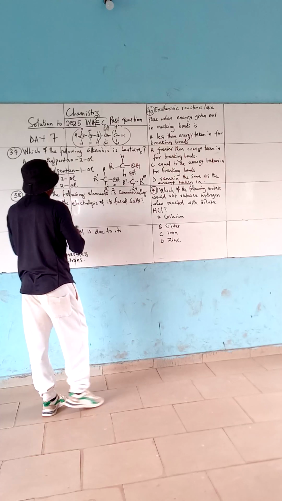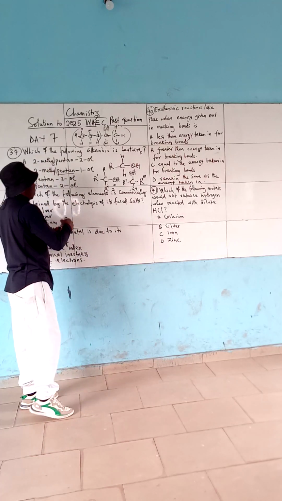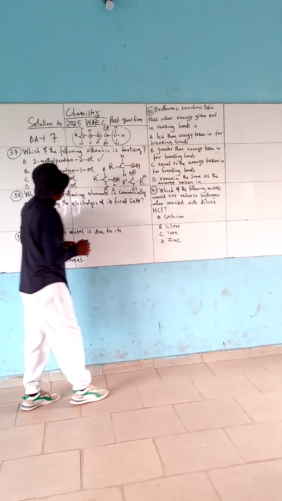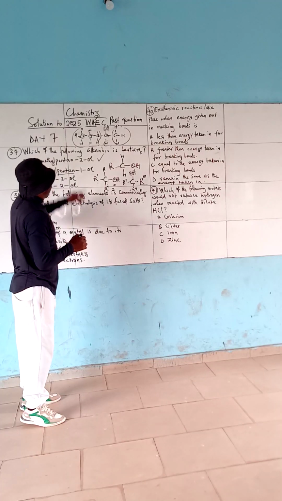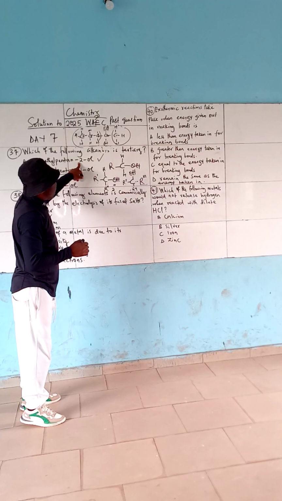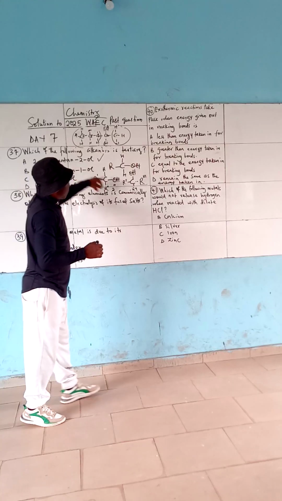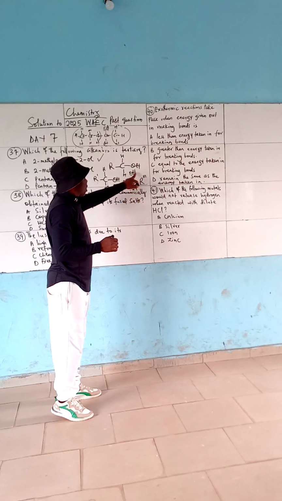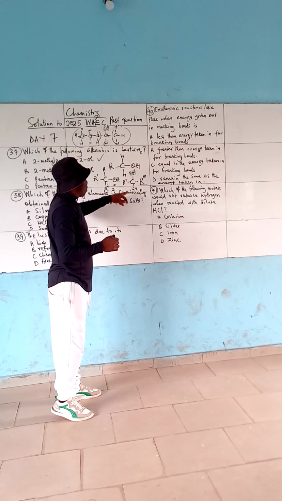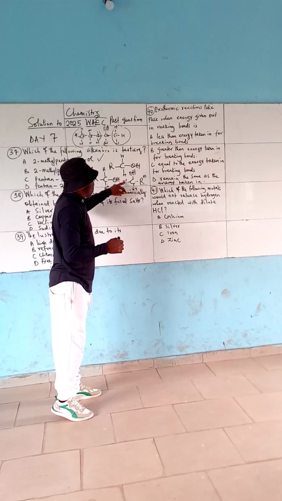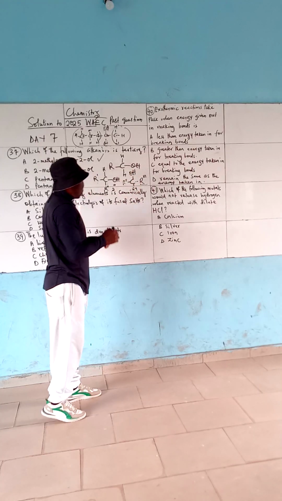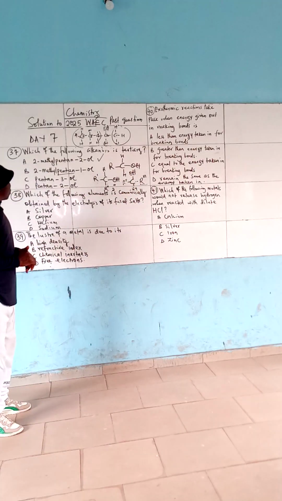So the only one that is tertiary is option A. For option A, which is tertiary, the carbon atom bearing the functional group has no hydrogen and 3 alkyl groups. So the correct option is A.